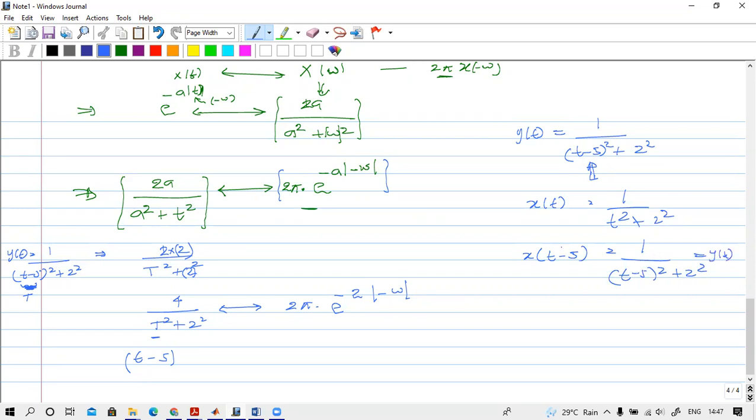So if we have this kind of signal x(t), this y(t) is the time shifted version of this signal. It is time shifted by 5 second, millisecond or something with time unit. Now I will replace this capital T by simple t, so you will get this signal.